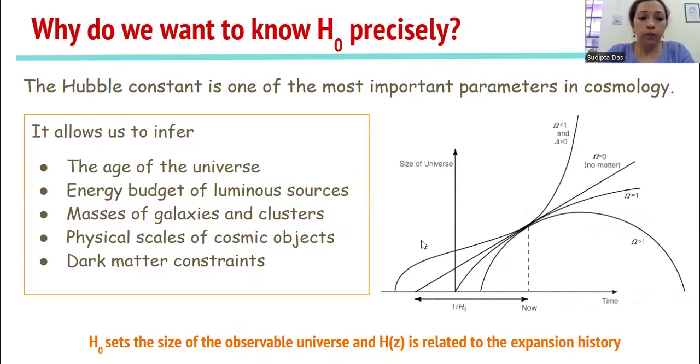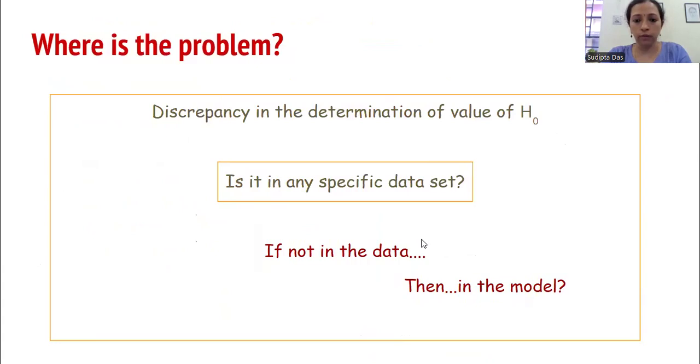Now, the question is, why are we interested to know the value of H0 so precisely? The value of the Hubble constant is one of the most important parameters in cosmology. It tells us about the age of the universe. It provides the energy budget of luminous sources. It helps us to constrain the masses of galaxies and clusters. It also helps us to put constraints on different cosmological parameters, like dark matter. Precisely knowing the value of H0 is very important.